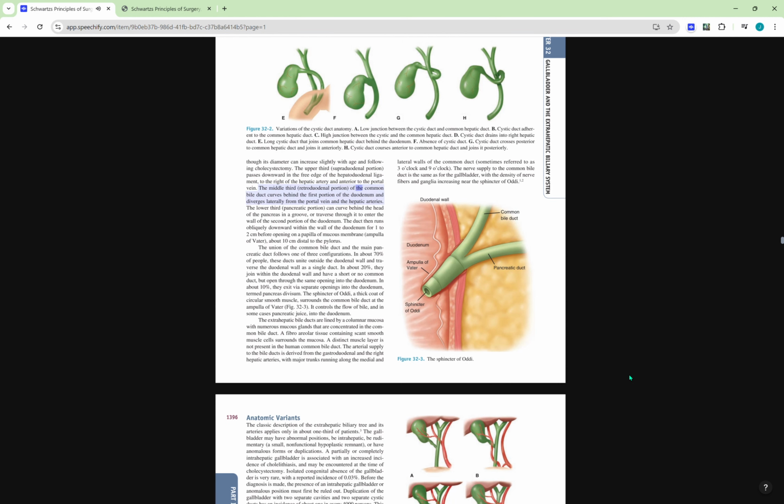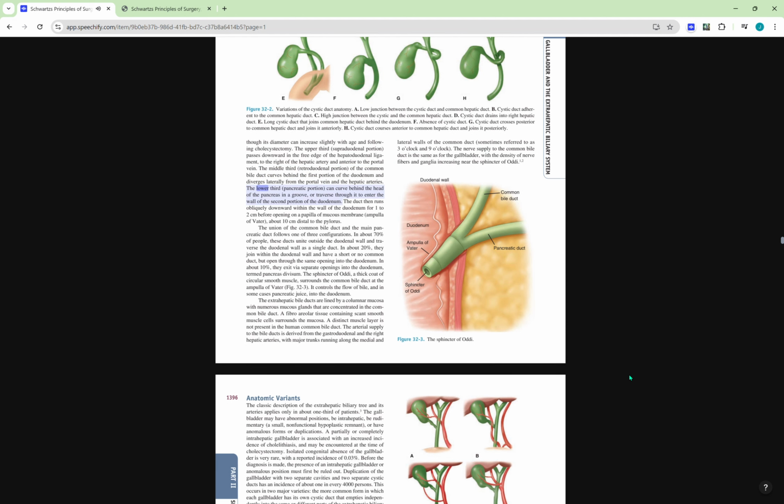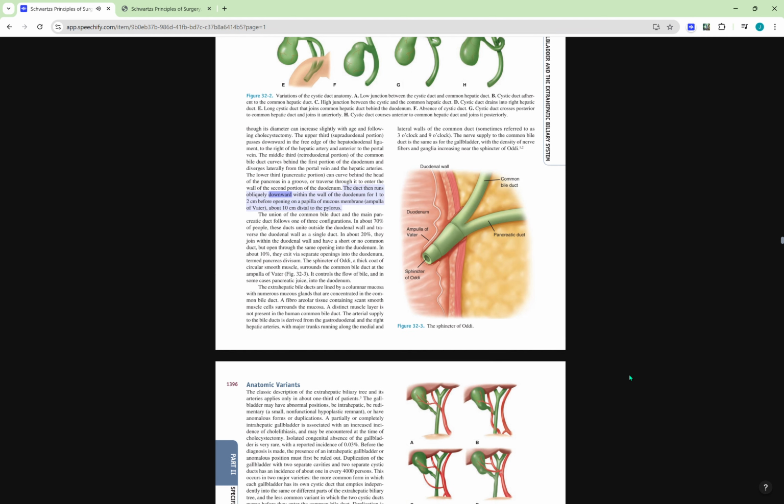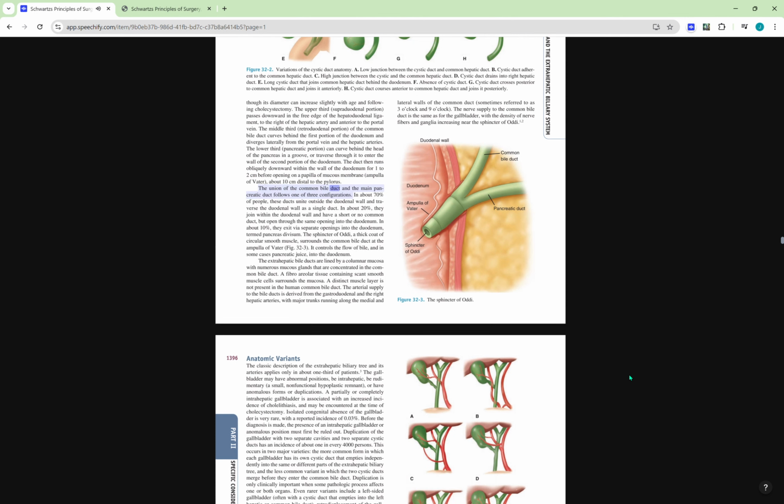The middle third of the common bile duct curves behind the first portion of the duodenum and diverges laterally from the portal vein and the hepatic arteries. The lower third can curve behind the head of the pancreas in a groove or traverse through it to enter the wall of the second portion of the duodenum. The duct then runs obliquely downward within the wall of the duodenum for 1 to 2 cm before opening on a papilla of mucous membrane, about 10 cm distal to the pylorus. The union of the common bile duct and the main pancreatic duct follows one of 3 configurations.